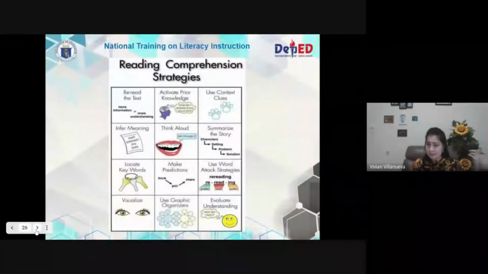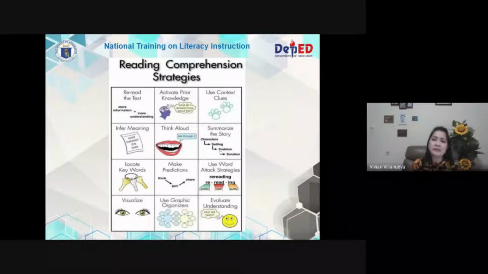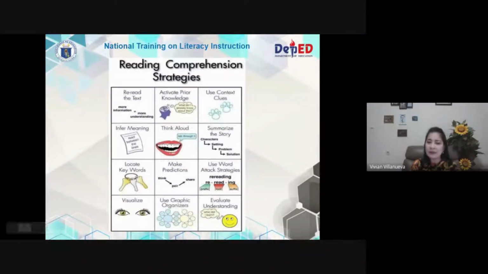These are some strategies as well: reread the text, activate prior knowledge, just like what I told you, hooking prior knowledge. Using context clues, infer meaning, think aloud, summarize the story, use word attack strategies, making predictions, locate keywords, visualize, use graphic organizers, evaluate understanding. I think with these, how many? 3, 6, 9, 12. 12 boxes here. I'm sure you've used 3 or more strategies here already.